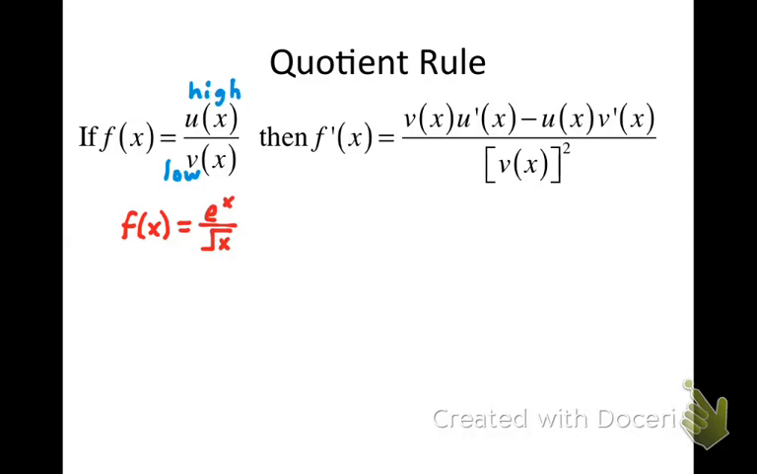f prime of x would equal low d high minus high, all right, the higher function, times the derivative of the lower function over the lower function times itself. Now, that might not seem like it helps you remember anything quite yet. Just remember the d is for derivative. And then here's the way that you actually are going to remember it. You're going to say low d high minus high d low over low low. Everybody now. Low d high minus high d low over low low.